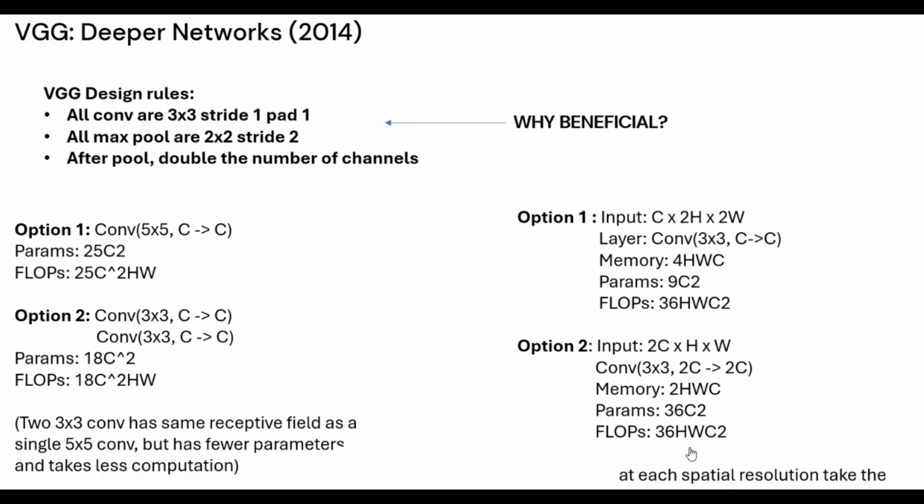We have this first option, okay? Then the second option was to introduce two convolutional layers, but of lower kernel size, say 3x3. In this option 2, the parameters were reduced to 18 C square, as well as the flops to 18 C square HW. And how, you would ask me, is option 2 the same thing? There's something called the receptive field.